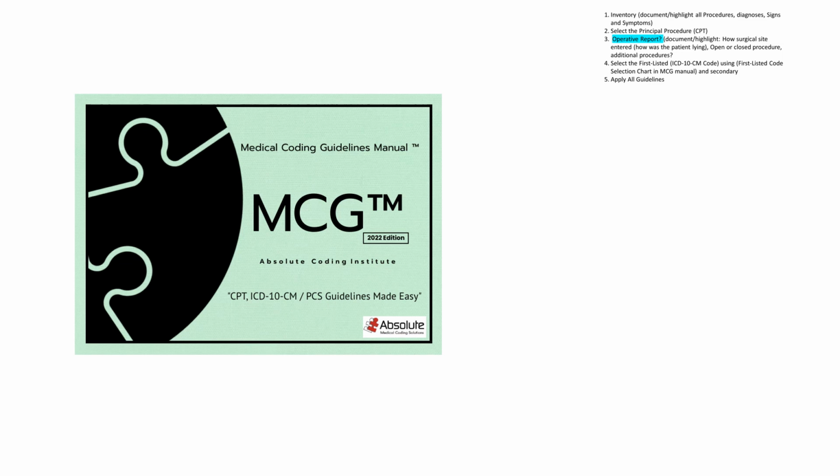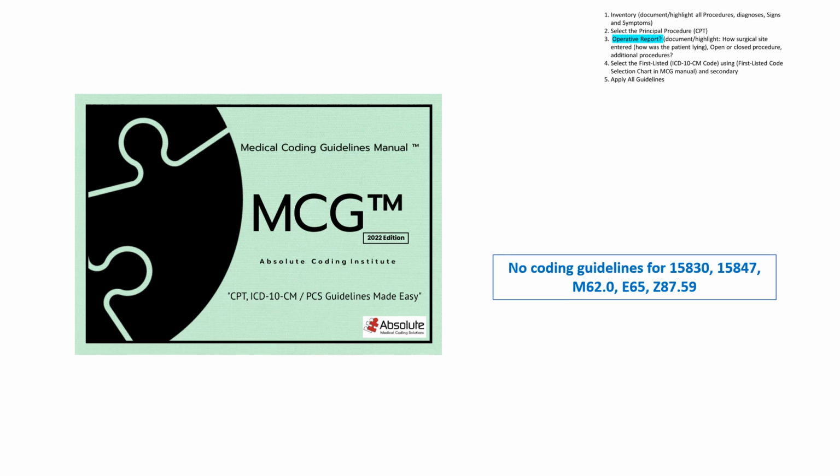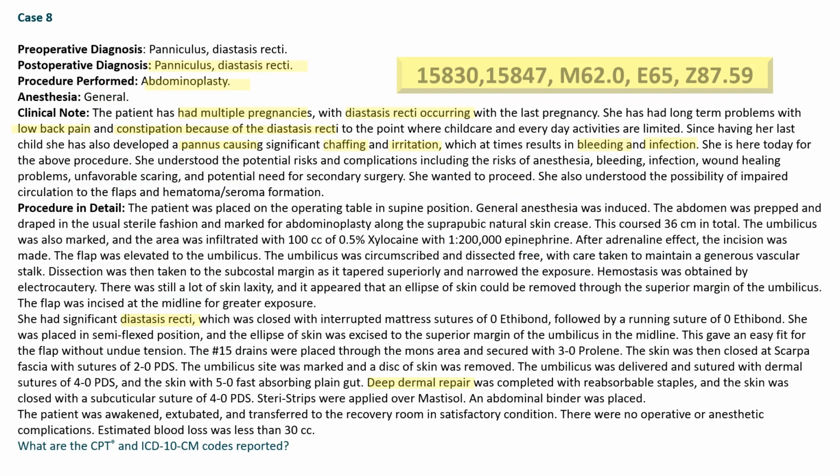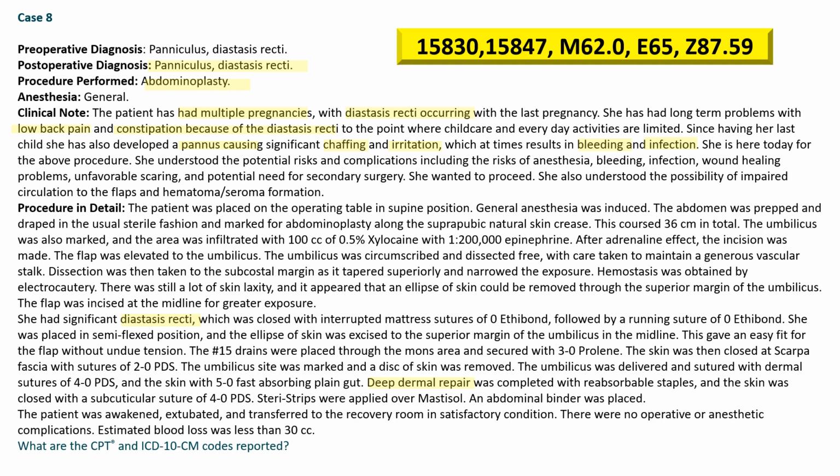Now we have to go to the third step and we have to apply all guidelines. Where do I get my guidelines? I go right into the MCG manual, and it says that there are no coding guidelines for either of these CPT codes or these ICD-10-CM codes. So here is my final answer.